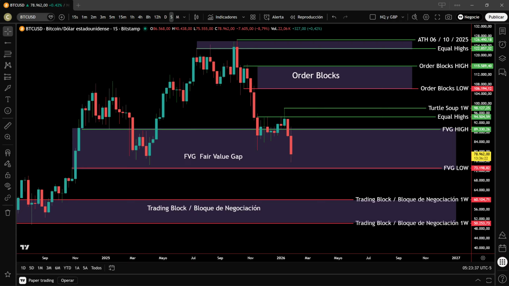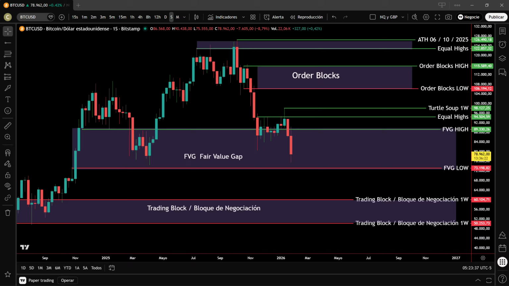The BTC structure is a masterful example of institutional price delivery. After reaching its ATH at $126,490, the price has initiated a rebalancing phase. It is fundamental to observe the massive fair value gap between $73,198 and $89,330. This liquidity void currently acts as the primary support where price seeks stability.